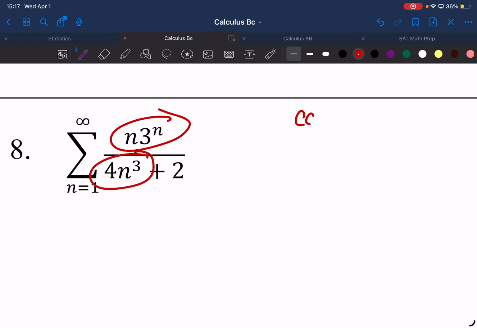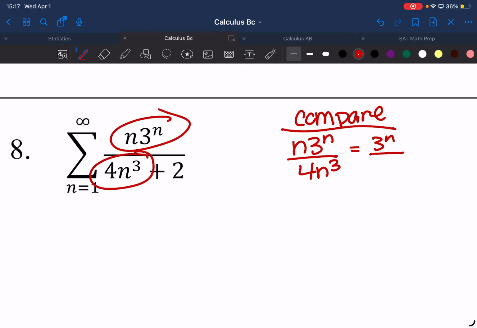So our comparison function, our b sub n, is going to be n times 3 to the n power over 4n cubed. We can ignore the 4 that's in front of the n cubed. It's just a coefficient. And we can reduce the n over n cubed. So this is 3 to the n power over n squared. This is the comparison function we're going to use. Notice it is not a p-series, because the numerator is not 1. And it's also not a geometric series.